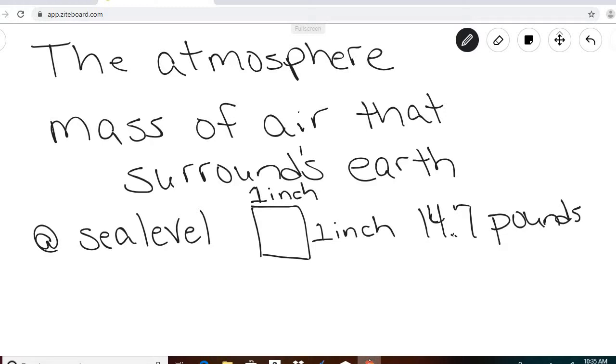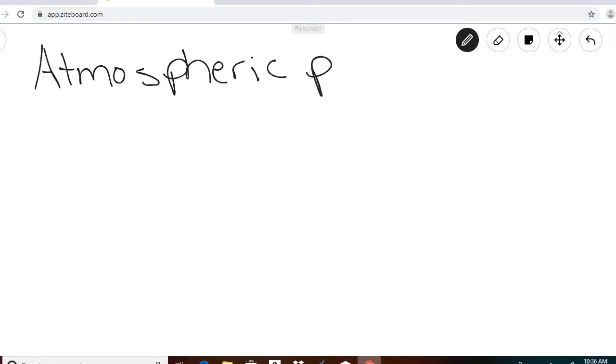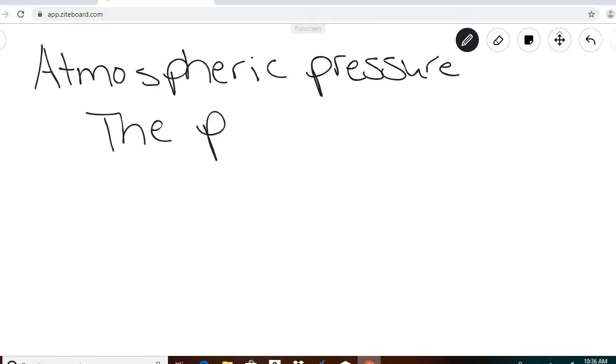So that gives us another term that is called atmospheric pressure. Atmospheric pressure is the pressure that is exerted by the atmosphere.